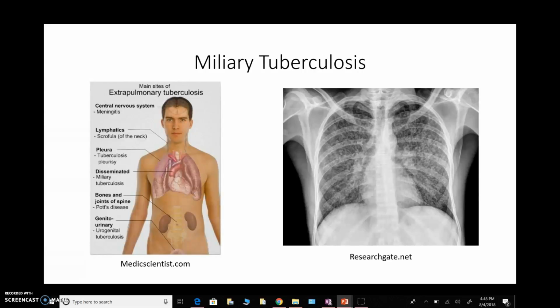Of note, bones and joints of the spine, that's going to be called Pott's disease. You might see that somewhere, or at least that's one of the buzzwords.